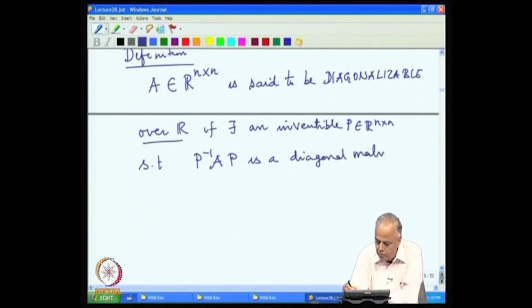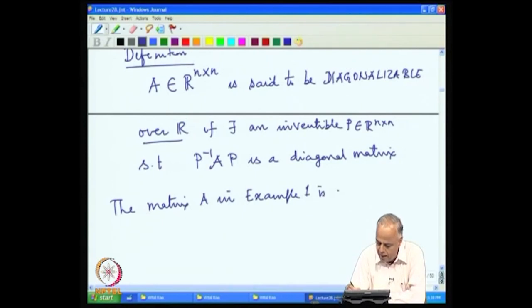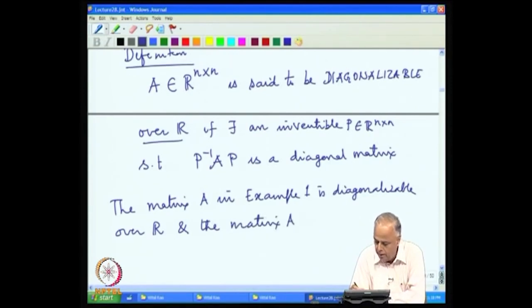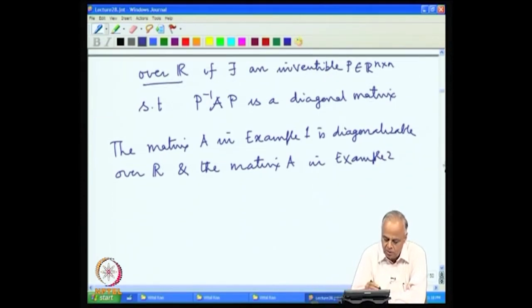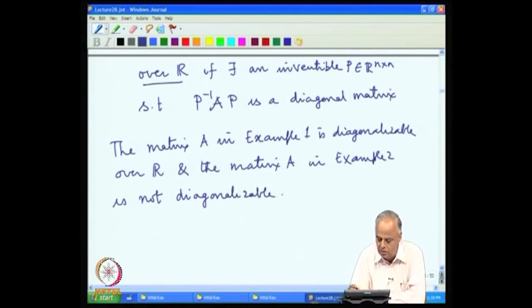So, what it means is that the matrix A in example 1 is diagonalizable over R because we have found such a P, and the matrix A in example 2 is not diagonalizable over R because we are not able to find such a P. We said that there cannot exist such a P and therefore, it is not diagonalizable over R.